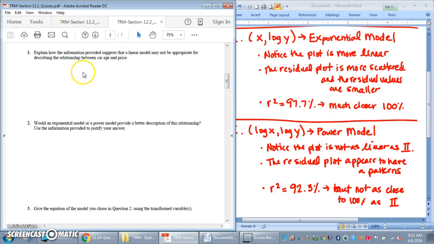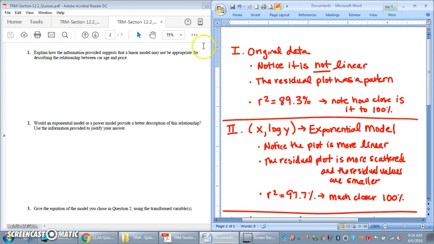So again, it says, number 1, explain how the information provided suggests that a linear model may not be appropriate for describing the relationship between car age and price. So for question number 1, this is actually our answer right here. You notice the scatter plot is not linear. The residual plot has a pattern, and the r squared value is, again, not that close. I mean, it's close, but not as close as the others to 100%. So the answer to question 1 of how do we provide evidence that a linear model does not fit? Here's all of that evidence.